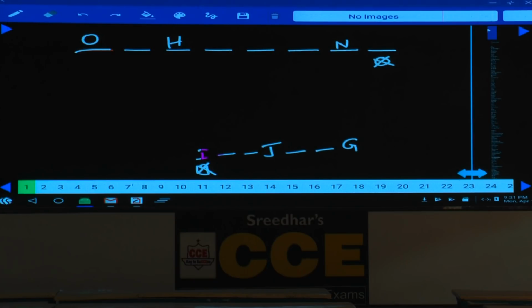1, 2, 3, 4, 5, 6, 7. 7 persons were done. Hence, from where can I start? I is here, blank blank, J will be here, another blank blank, G will be here. This is the final. Done with this?